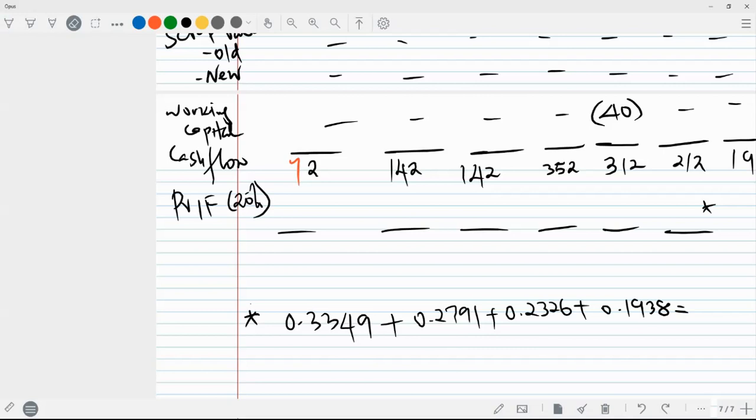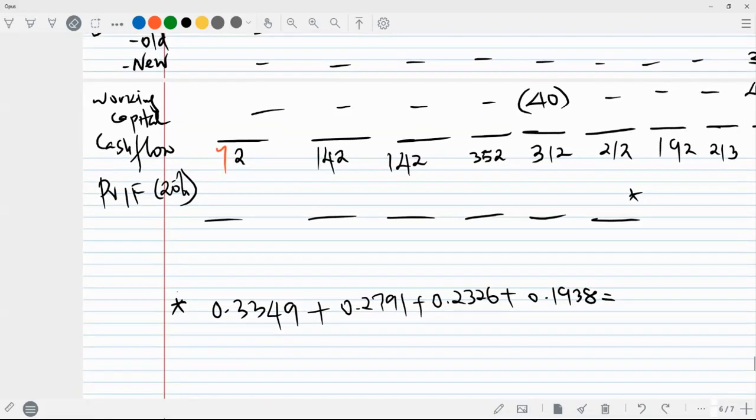Or you can decide to discount them individually, but that is more work and doesn't make any sense. And you get a total of 1.0404. Yes, 1.0404. Okay, fair enough, that's for the rate we're using here.